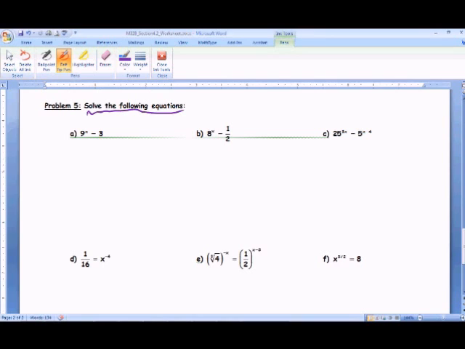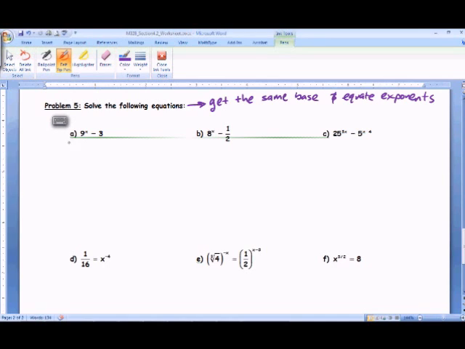The main idea for solving these equations, the main idea for all of these equations, is to get the same base, and then you want to equate your exponents. We're going to get the same base on both sides of the equation, and then we're going to equate the exponents. We're going to set the exponents equal to each other and solve for the variable.